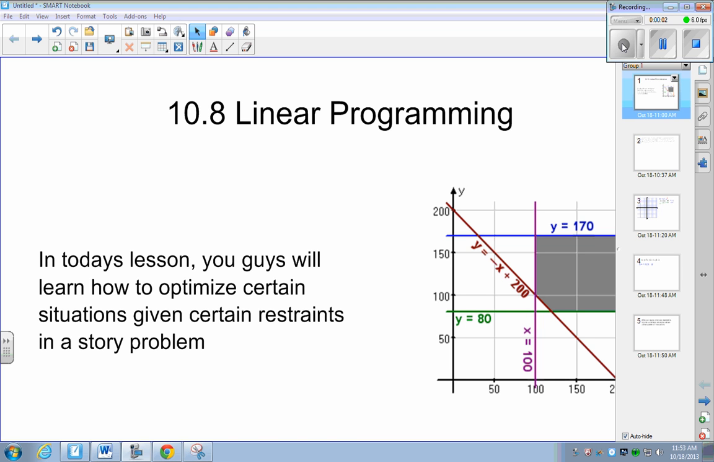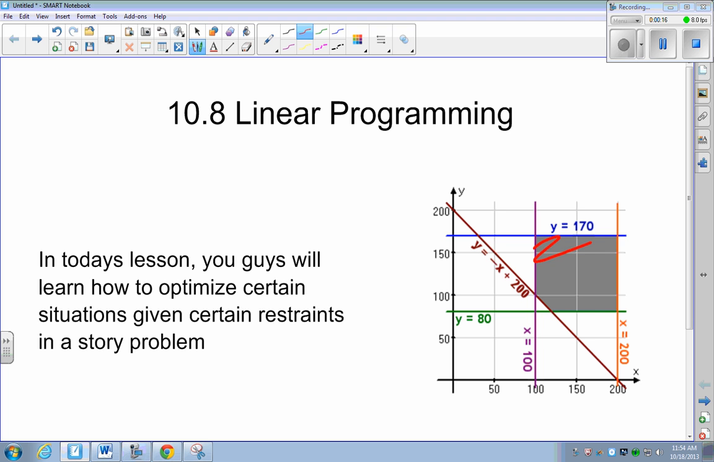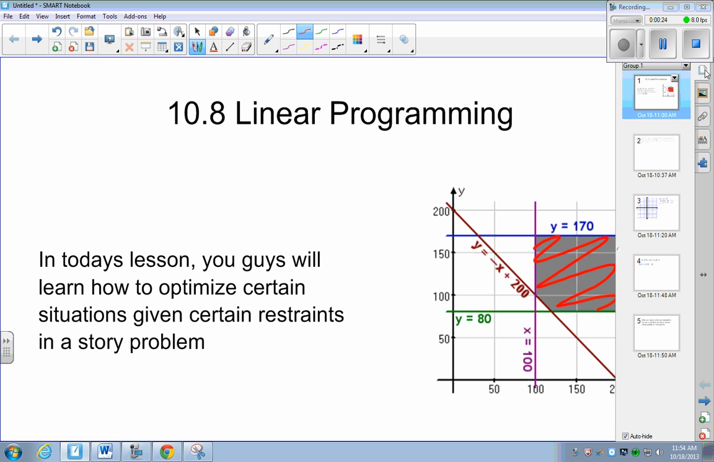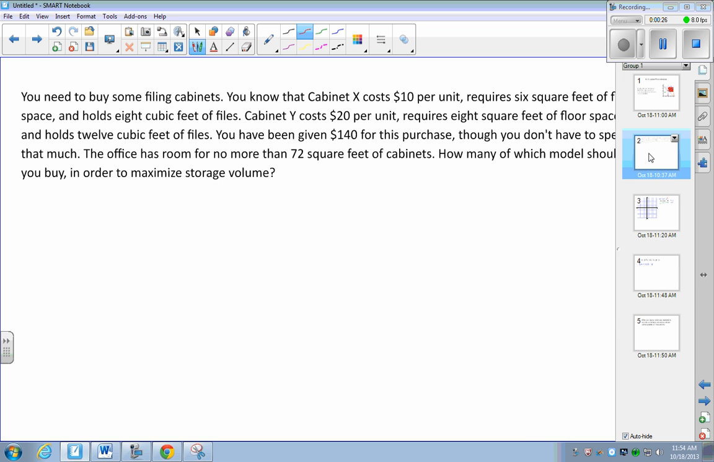Hey, College Algebra. In today's video, we're going to be talking about linear programming. Linear programming has to deal with optimizing a certain situation given restraints. Within these restraints, you're going to get a system of inequalities, and you're going to find the most optimal situation within all your solutions of the system of inequalities. Okay, so let's go ahead and figure out an optimal situation to this question right here.